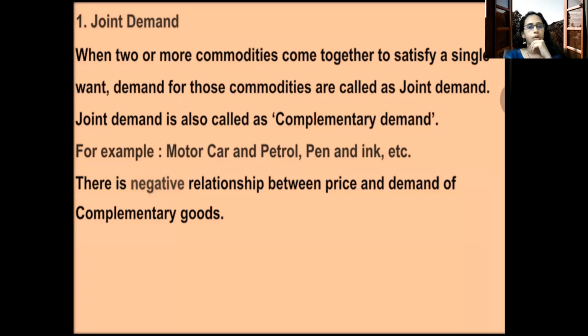When two or more commodities come together to satisfy a single want, demand for those commodities is called joint demand. Joint demand is also called complementary demand. For example, motor car and petrol, pen and ink, etc. There is a negative relationship between price and demand of complementary goods. This concept, negative relationship, you will better understand in our next topic, that is elasticity of demand. Here, just remember negative relationship.